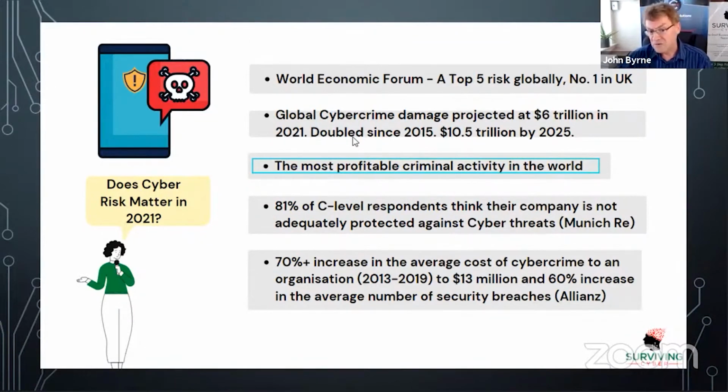Also, Allianz had a survey saying that there was a 70% plus increase in the average cost of cybercrime to organizations over the 5 years to 2019, to an average of $13 million. And there'd been a dramatic increase in the average number of security breaches. Now, remember, this is the period prior to COVID. This is up to 2019, and it has only got worse since then.